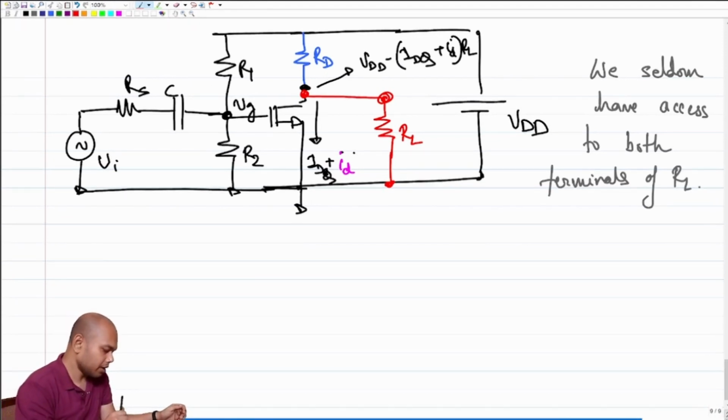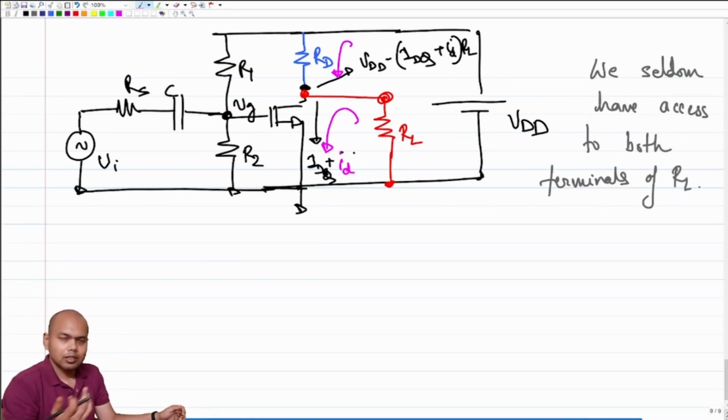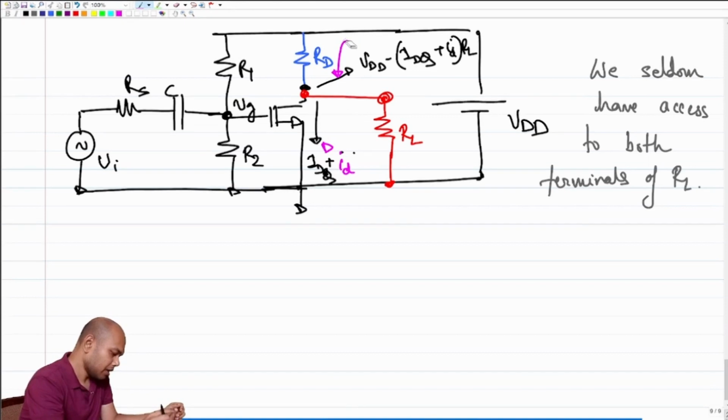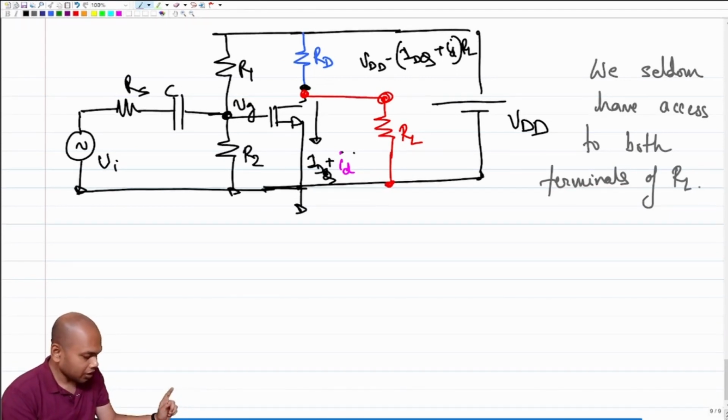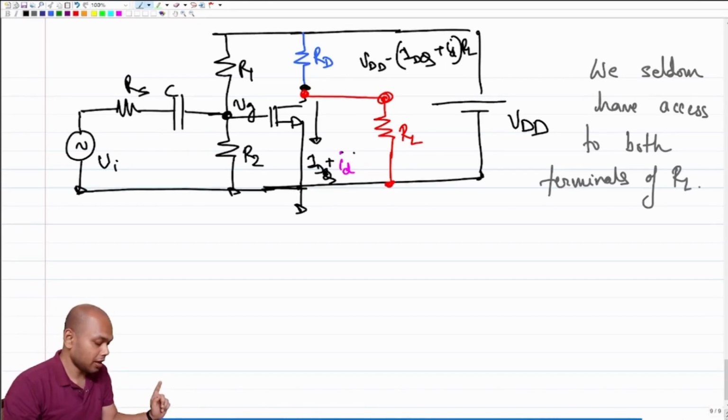Then one might be tempted to say that part of this ID will flow into RL and part of this ID will flow into RD, right? So if earlier we were not getting anything, now we are getting something. This might be a decent solution, right? But even before jumping to that conclusion, let me point out an important problem with this type of connection, if you simply connect RL to the drain. So what is the problem?